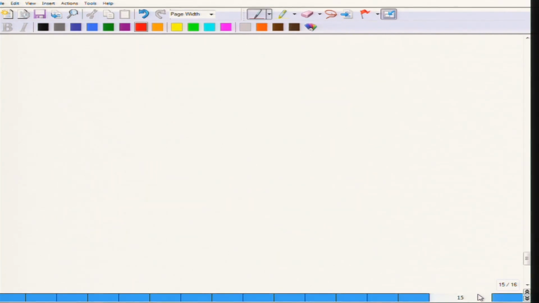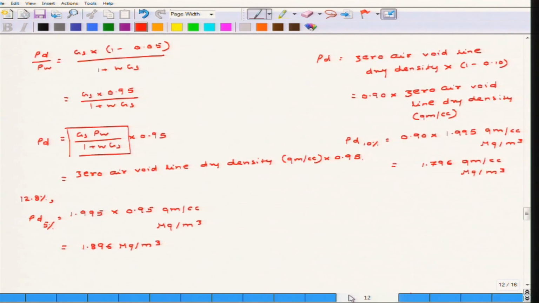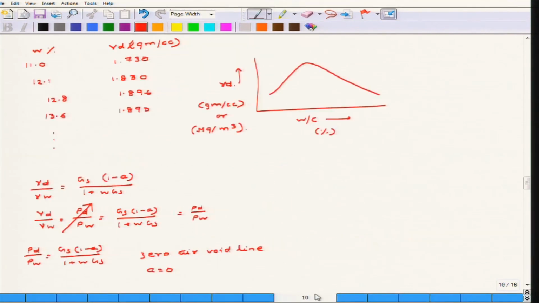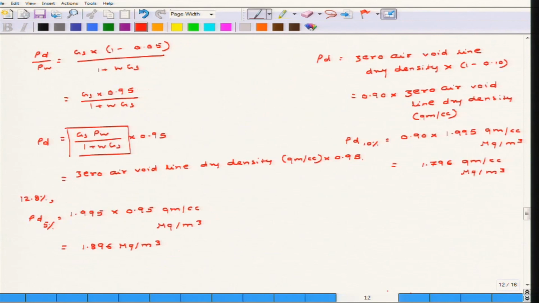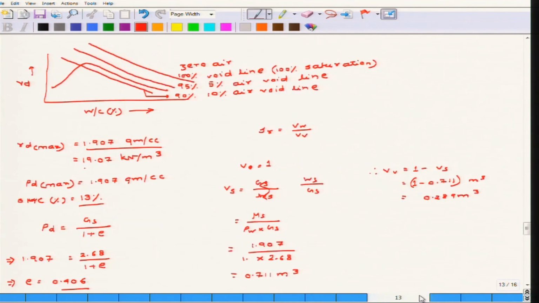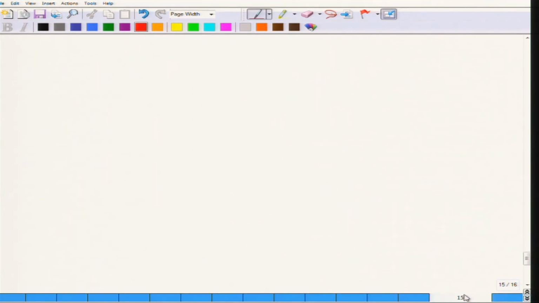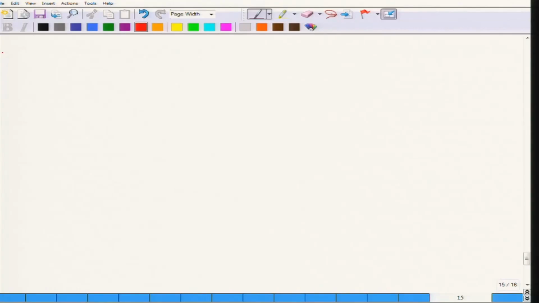So, we have discussed how to plot the zero air void lines, how to plot the compaction curves, and we have also discussed how the theoretical zero air void line does not match with the compaction curve. Now, in the next part we are going to discuss a general practical problem: how are you going to apply the compaction in the field, because many real life situations actually require compaction. If a compaction curve is given to you, how do you consider it and what type of compaction are you going to use?